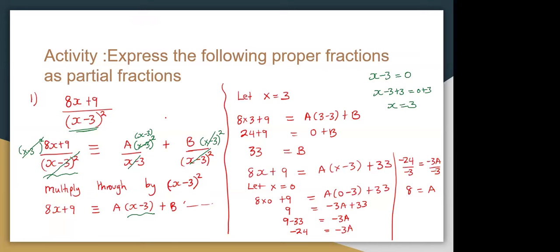So at the end of the day, we are going to come back and I write now my answer. I'm going to come back here and I write now, this is going to be equivalent: where there is A, we shall put 8. So we shall say 8 out of x minus 3, then plus B. Oh, but we have also obtained our B. Our B was 33. So I say 33 out of x minus 3, everything squared. And that is how you will conclude your answer.